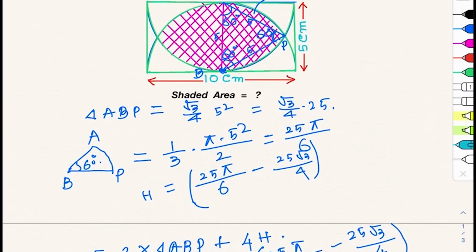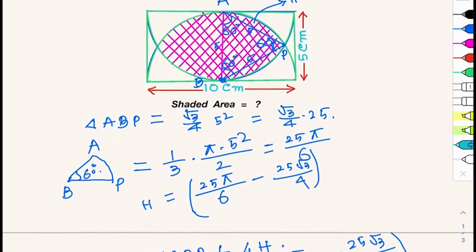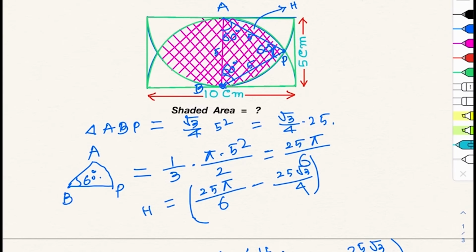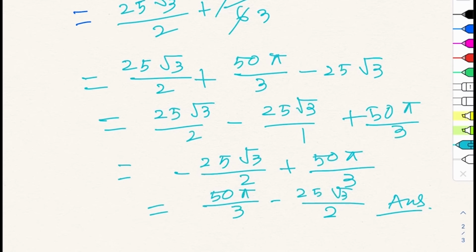So the area of the shaded portion will be equal to this. So this is today's fourth problem, a tricky geometry problem.